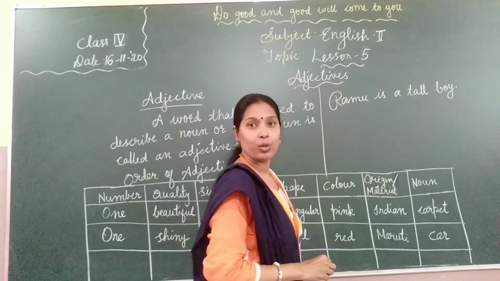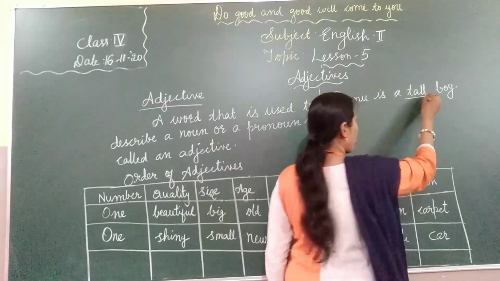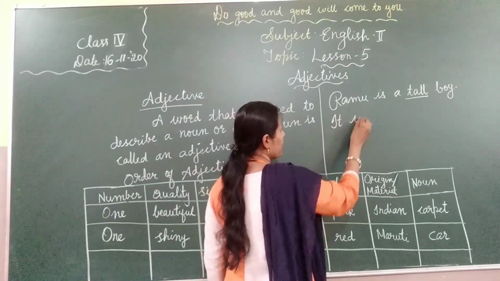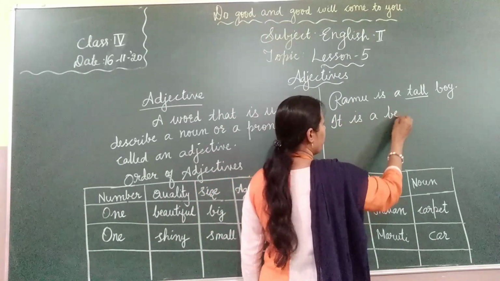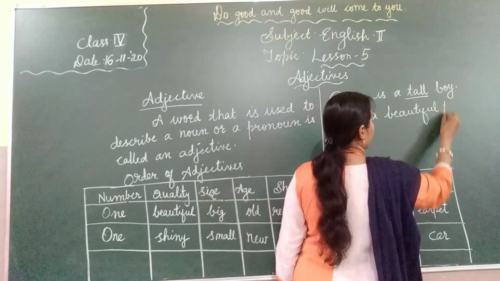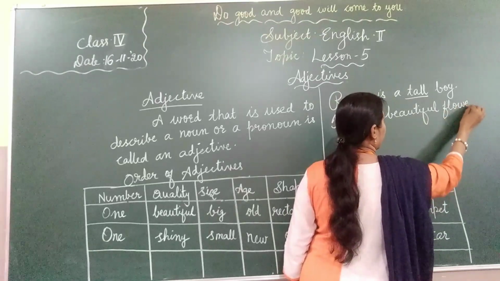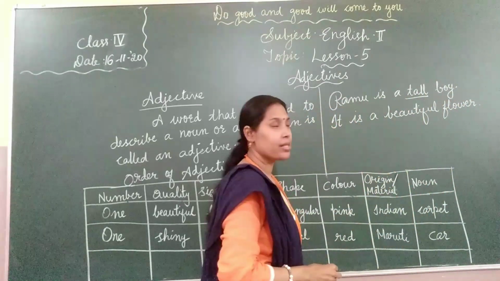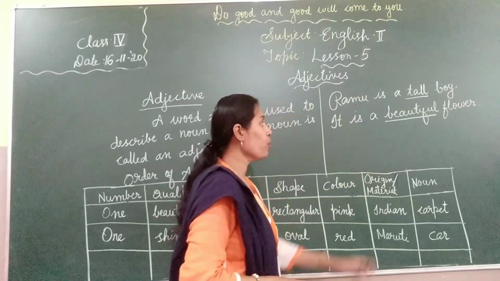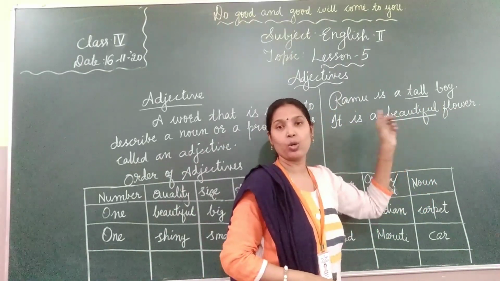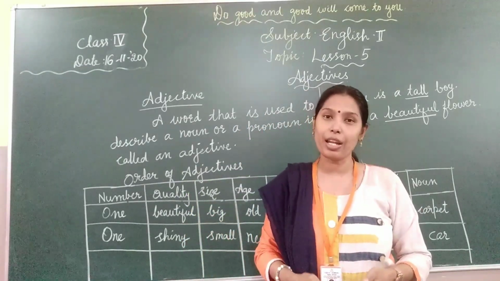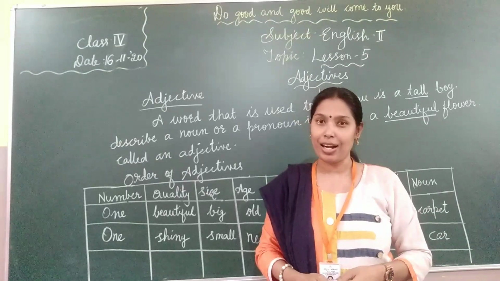boy is Ramu? Tall, right? So tall is what? An adjective. One more example. It is a beautiful flower. What kind of flower it is? Beautiful, right? Describing more about the flower. So beautiful is what? Adjective. So what is an adjective? A word that is used to describe a noun or a pronoun is called adjective.